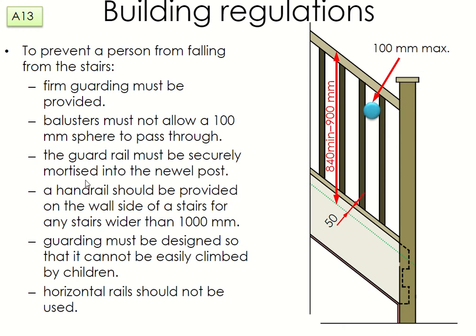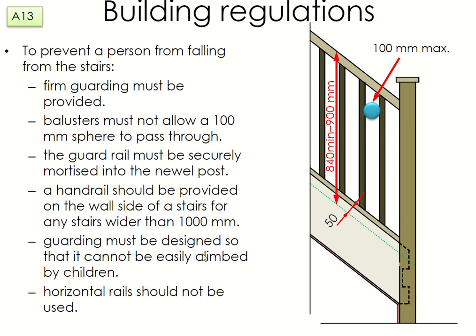A handrail should be provided on the wall side of the stairs for any stairs that are wider than 1000 millimeters. So if you have a really wide stairs and the other side is up against a wall, a handrail should be screwed onto the wall. In most houses, if they're up against the wall, they wouldn't have a handrail on both sides. The stairs wouldn't be wide enough that you'd need it.